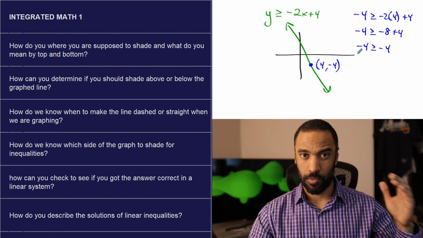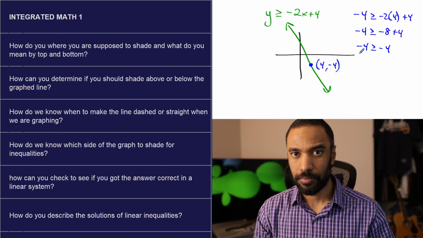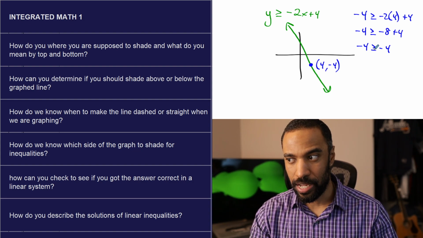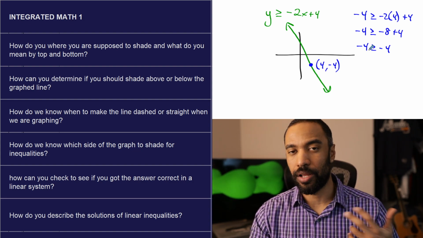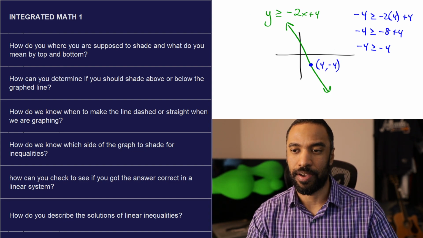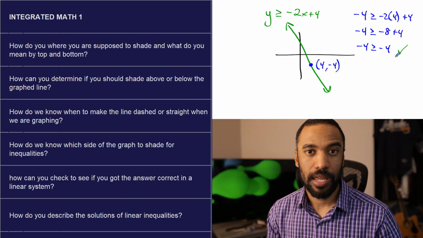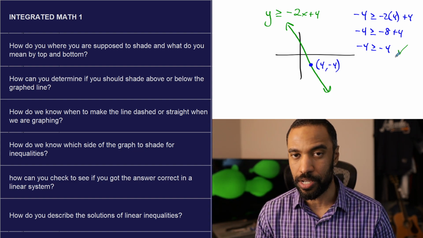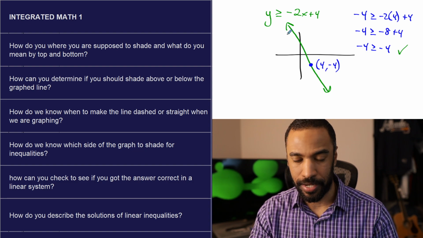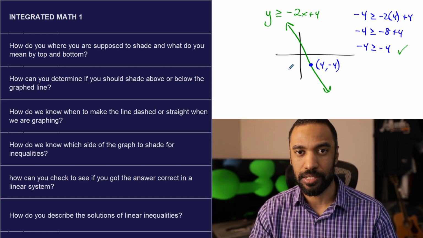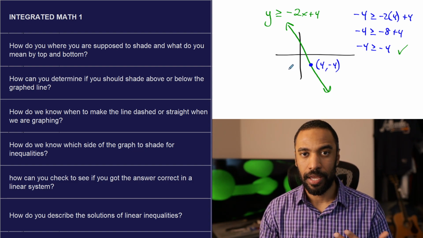What you get is a statement where the left and right side are equal. And when it says greater than or equal to, the "or equal to" allows points on the line to still satisfy this. This checks out when it says negative 4 is greater than or equal to negative 4. Negative 4 may not be greater than negative 4, but it sure is equal to it. So a point on a solid line represents that whole idea that it works. It's allowed as a solution.